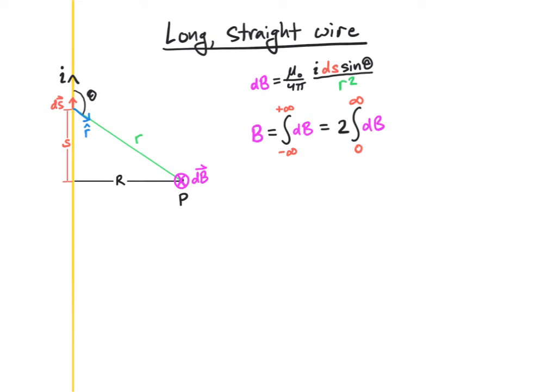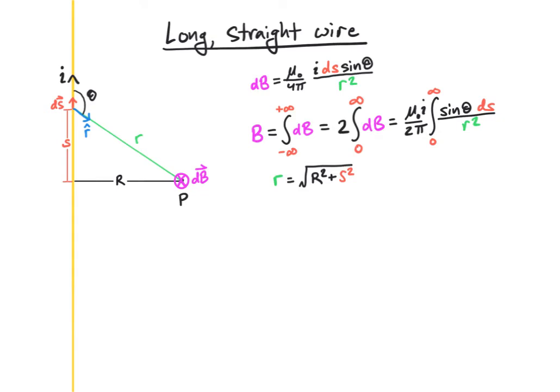Substituting in the expression for dB makes it clear that we still have a bit of work to do, because we're integrating over ds, but we have this pesky theta and lowercase r floating around, and both of those are functions of s. As we've done before, we can rewrite lowercase r in terms of capital R, which is a constant, and the integration variable s.